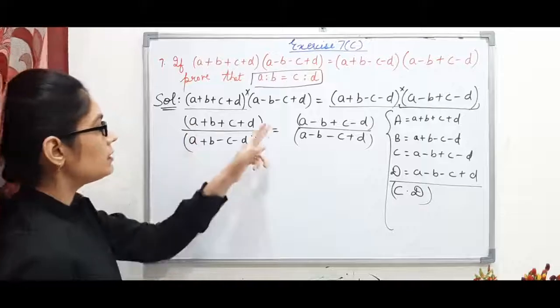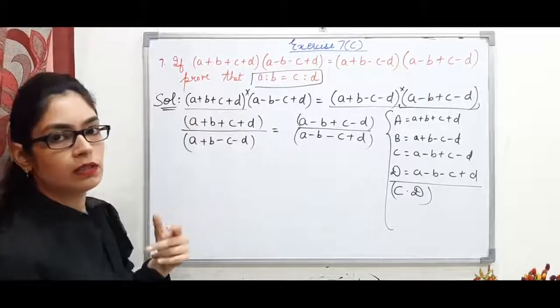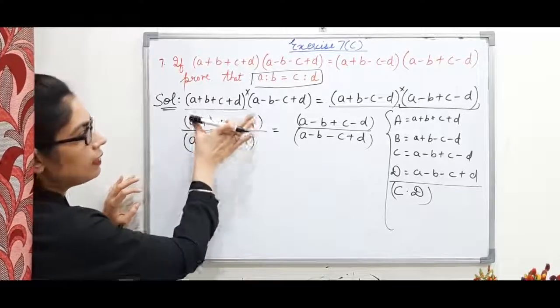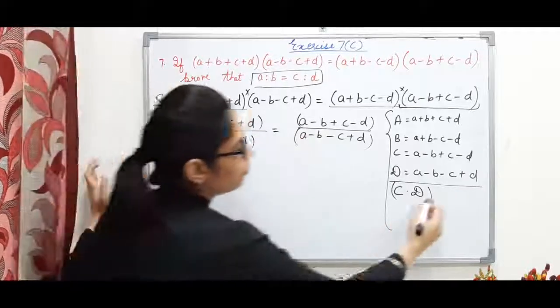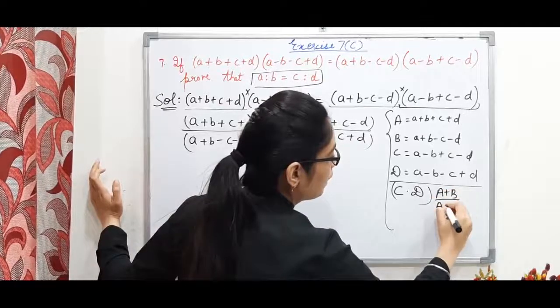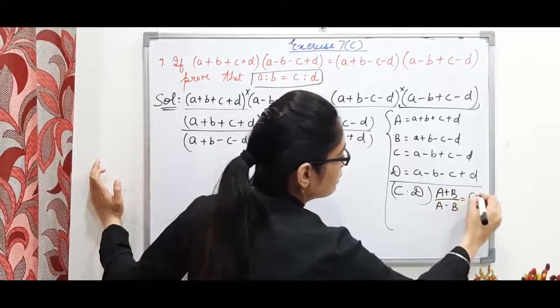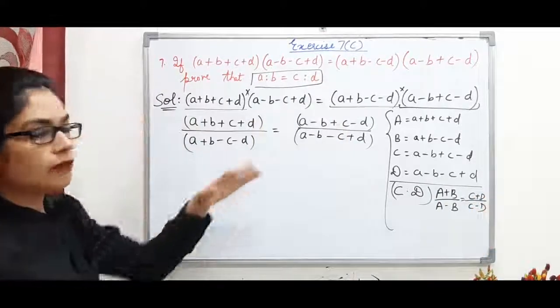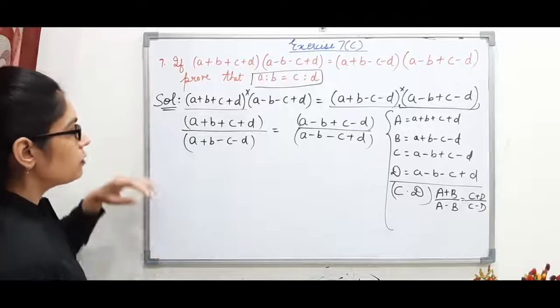So here also ABCD, but signs are different. So that is why we can apply componendo and dividendo. This is a, I have written. So componendo and dividendo means a plus b upon a minus b is equal to c plus d upon c minus d. So values I have written. So accordingly we have to substitute.